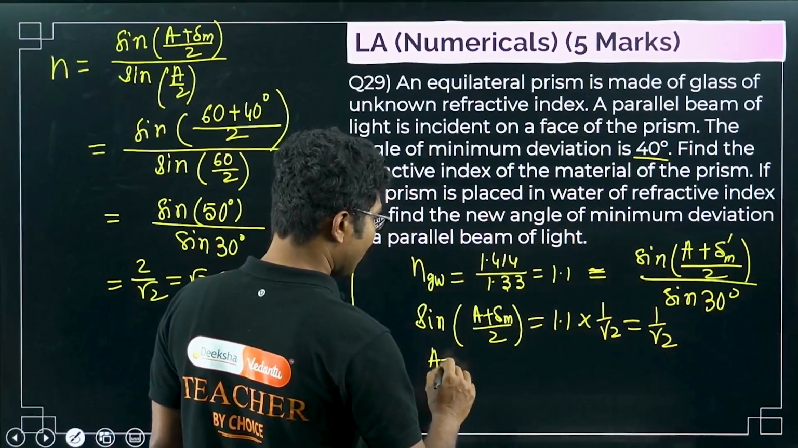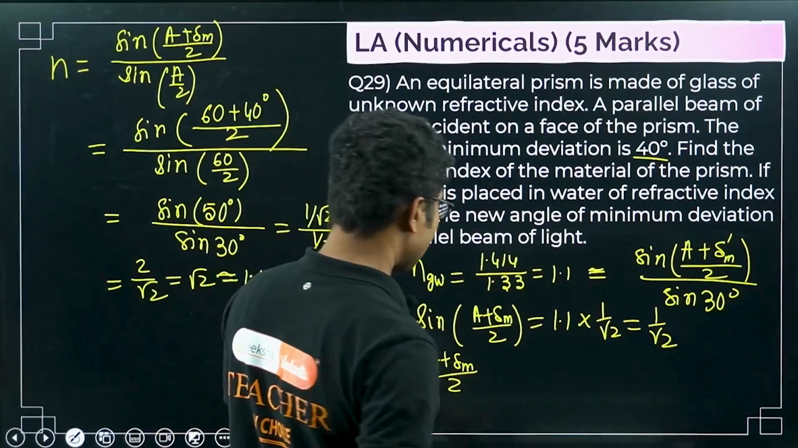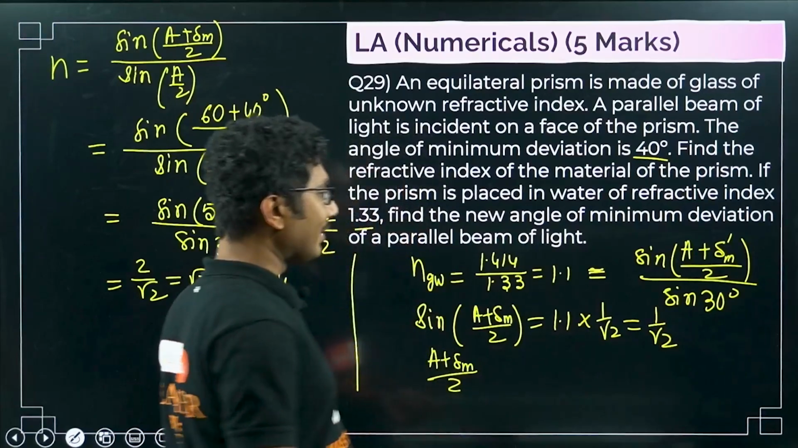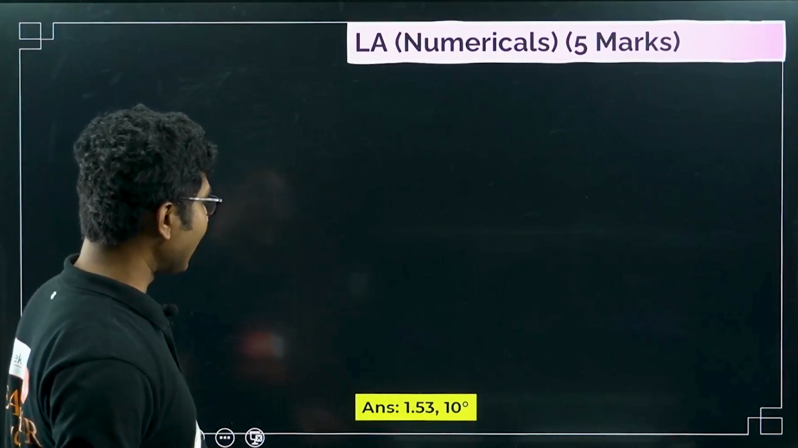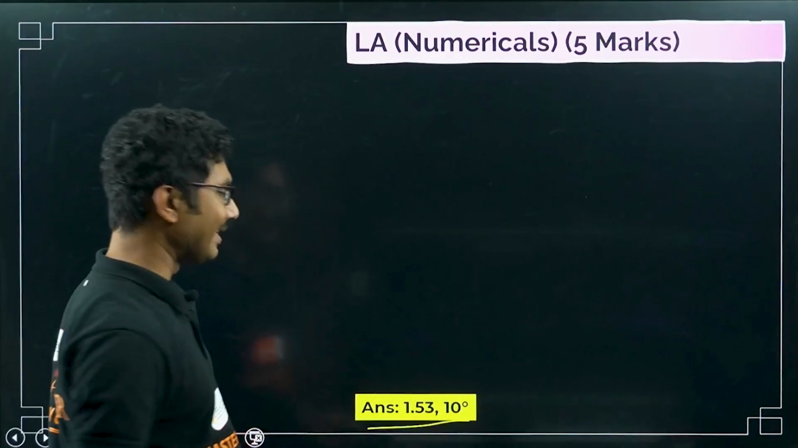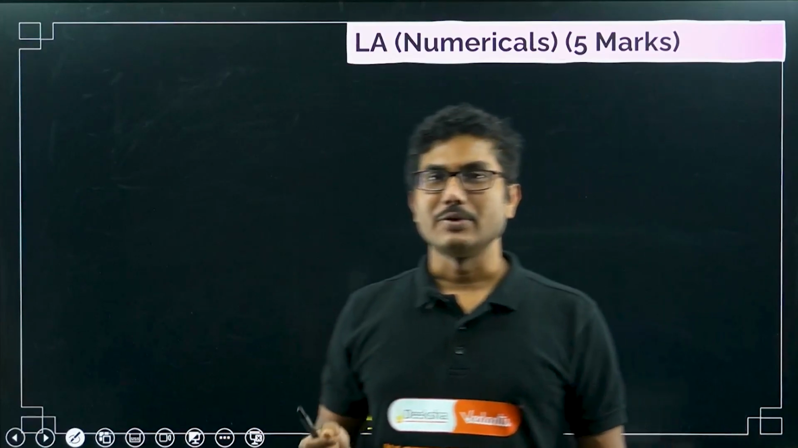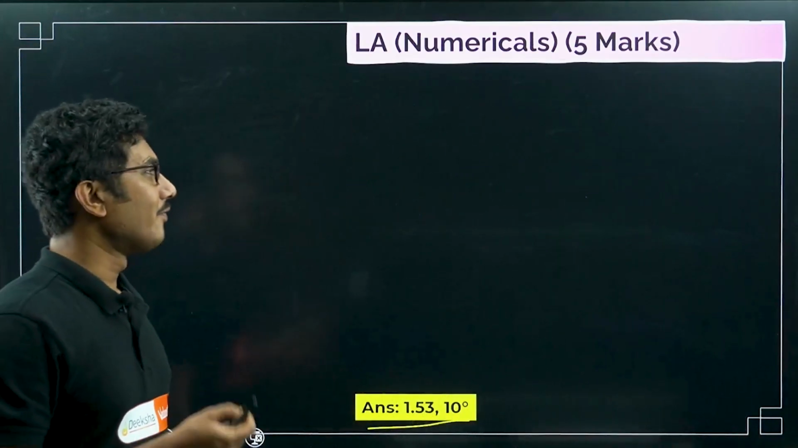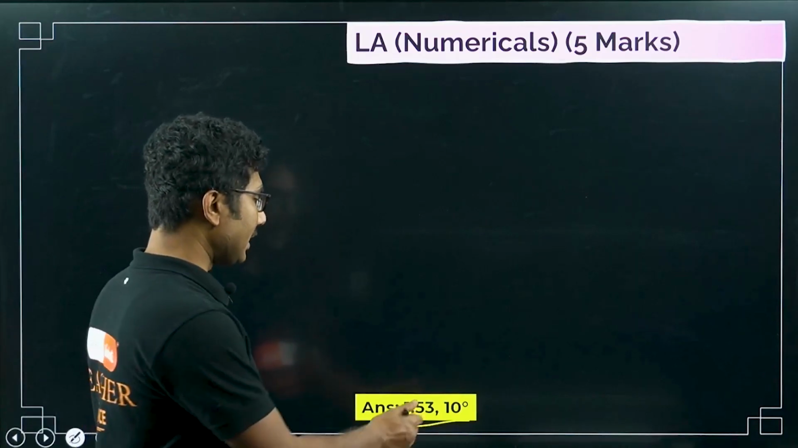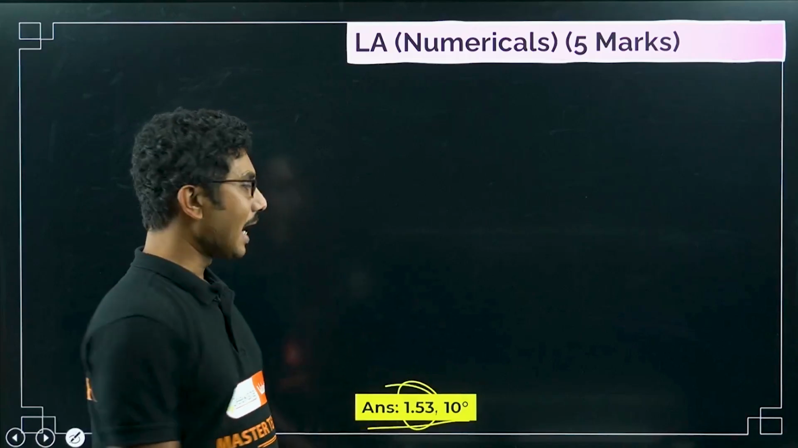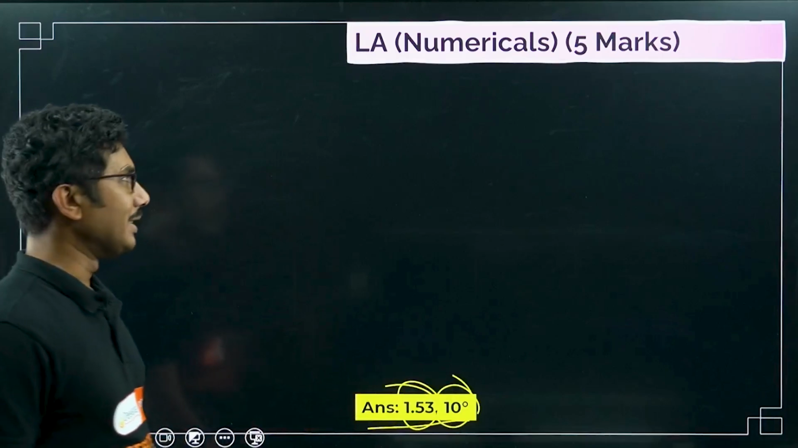So (A plus delta m) by 2 will be equal to, you can calculate, it is not correct. You can calculate the value and you can get the value to be 1.53 and 10 degrees. You can put the exact values and using calculators you can calculate. I have calculated 1.5414, but if you put the exact value of sine 50, then you will get the answer as 1.53 and the angle will be very close to 10 degrees, which is not super good in my opinion.